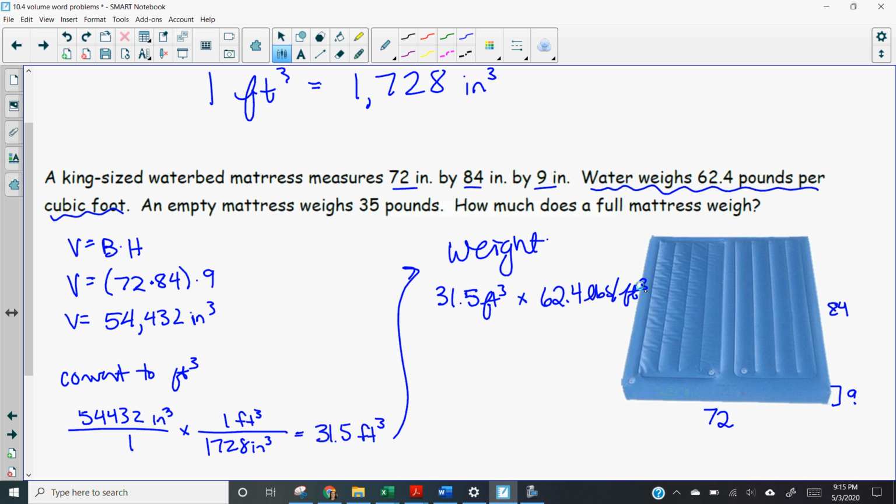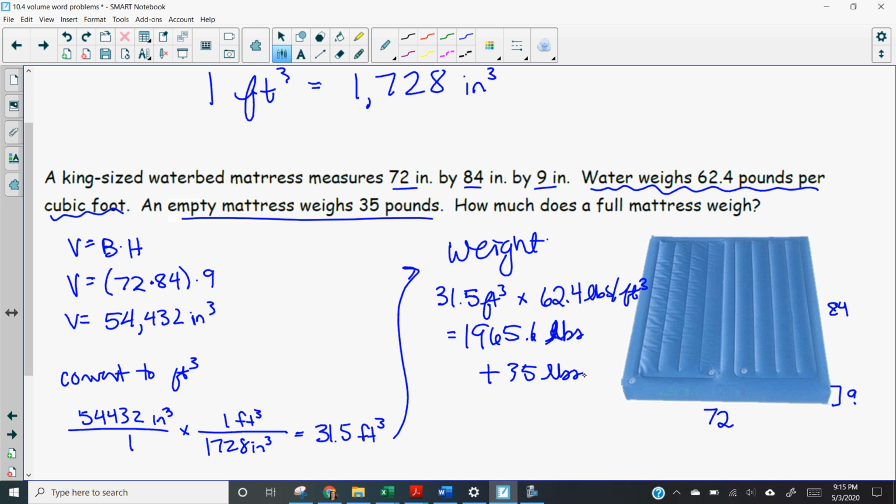And we get a weight of 1,965.6 pounds. That's pretty heavy. But last little piece here, I don't know if you caught this, an empty mattress is 35 pounds. So we've got the mattress plus the water. So we're going to add to that 35 pounds.